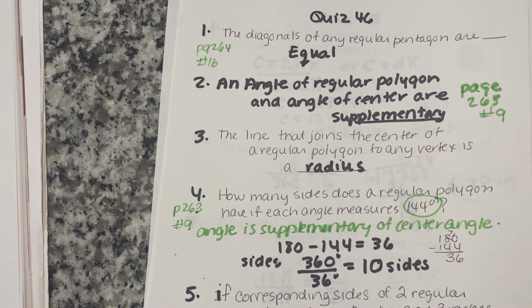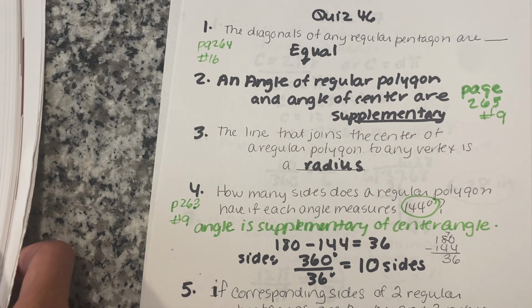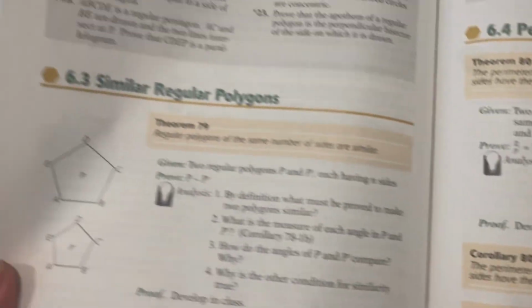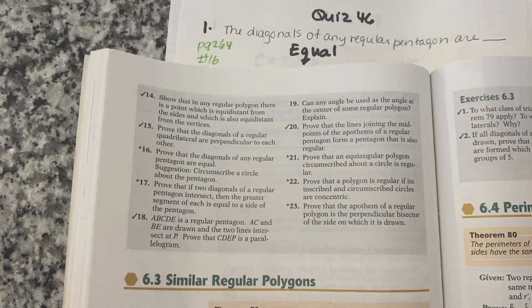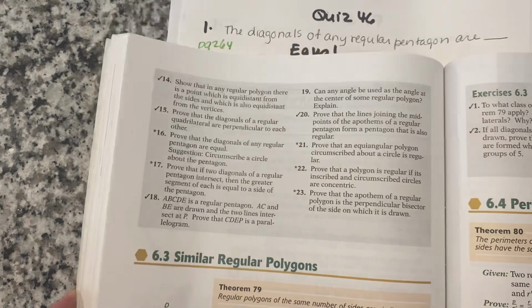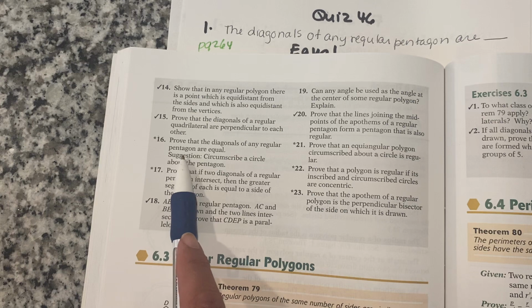Quiz 46. The diagonals of any regular pentagon are what? Well, they're equal. Page 264, number 16. So let's go look at 264, number 16. I didn't go over some of these up here. Some of them are kind of hidden. That's where this book does that. So the diagonals is number 16. It's starred, in fact. The starred ones are ones that we've got to know.